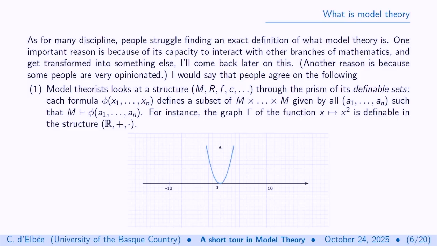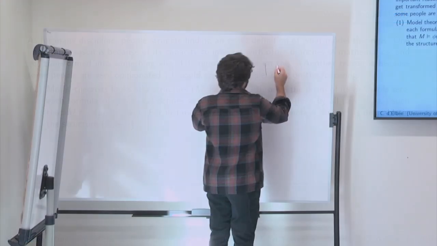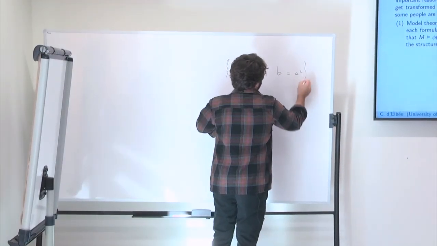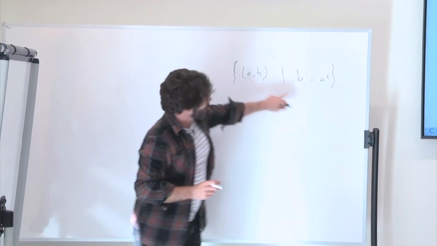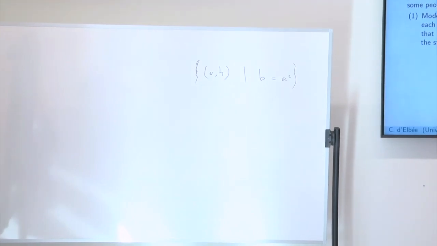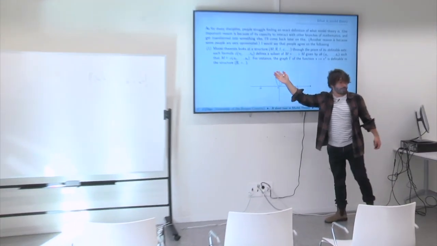So if you consider the structure here, you can look at the graph of the function x goes to x squared, the famous parabola. Then it is a definable set. It's the pairs a, b such that b equals a squared. So this is the graph of the function, and it defines something in the plane which is definable.